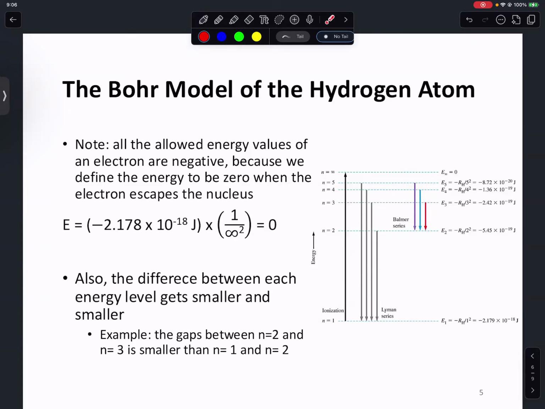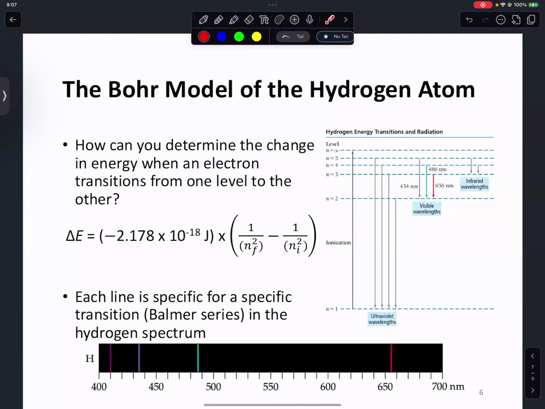Now, I want to also discuss the energy levels here and the differences between them. As we move from n1 to n2, the difference in energy is quite large. But as we move on to higher energy levels, note that the difference between each energy level becomes smaller and smaller. So note here the difference between n1 and n2, and then n2 and n3, it's smaller. n3 and n4 is even smaller, and so on and so forth.